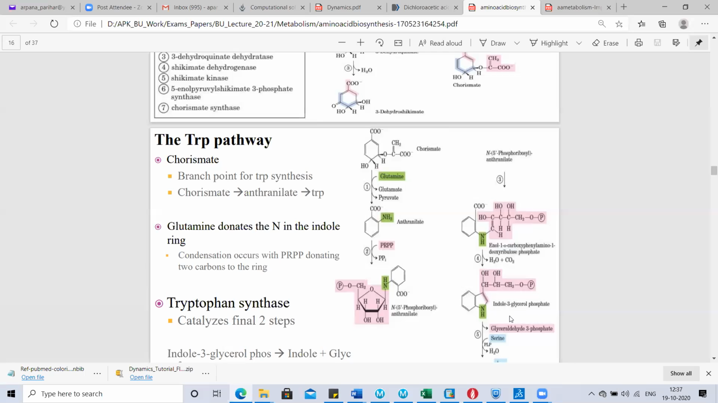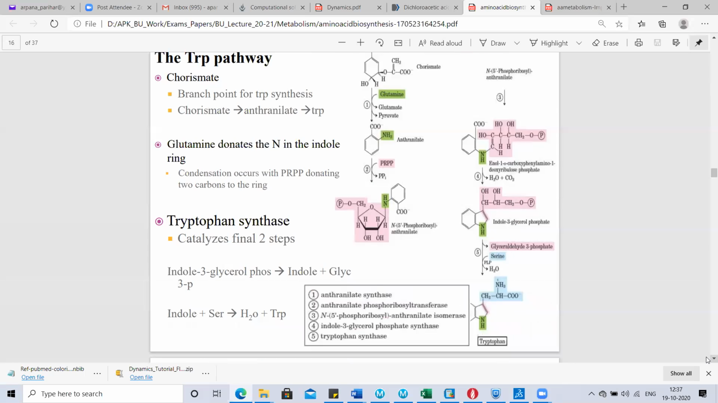From this indole 3-glycerol phosphate, glyceraldehyde 3-phosphate gets removed, and it interacts with a molecule of serine and produces tryptophan. Okay, so these are all the reactions of how chorismate gets converted into tryptophan. You have to just quickly see these reactions and remember the basic intermediates of each pathway, like chorismate is the basic intermediate for the tryptophan biosynthetic pathway.